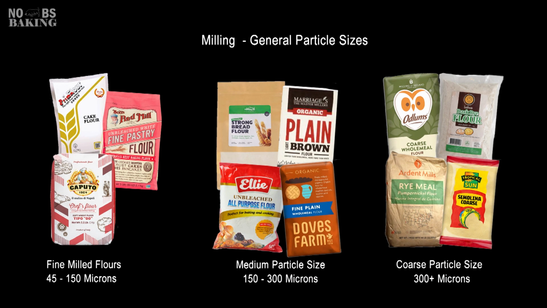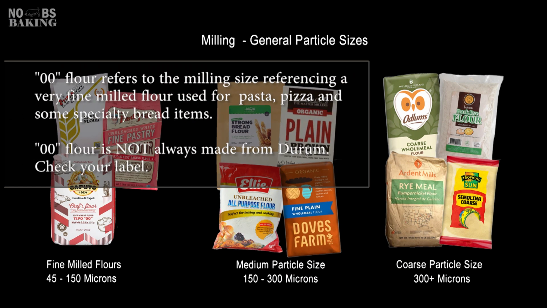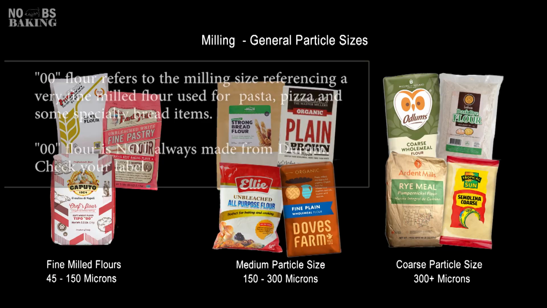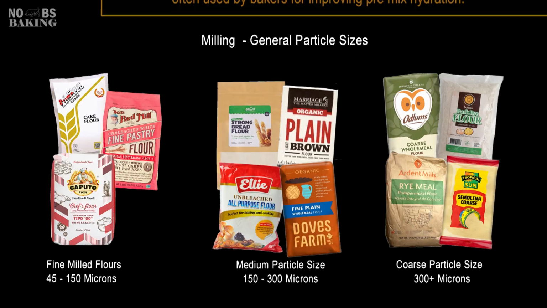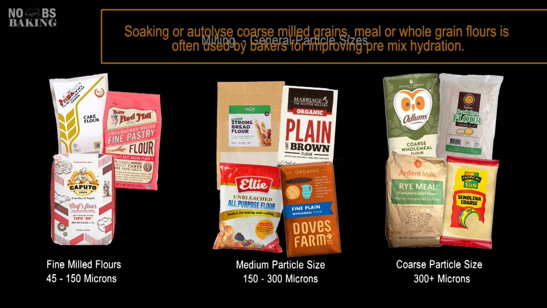Flour is milled to particle size based on the applications it's intended for. Fine milled flour is your cake and pastry flours, and even Italian 00 flour for some pasta and pizza applications. Medium encompasses most bread and all-purpose flours, but can include some fine milled whole wheat or brown flour mixes. On the coarse side, you have many whole grain flours, stone ground, coarse rye, and wheat meals.